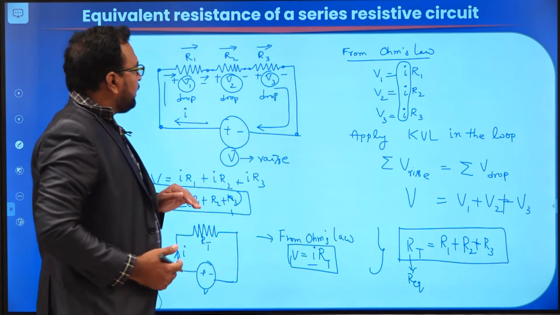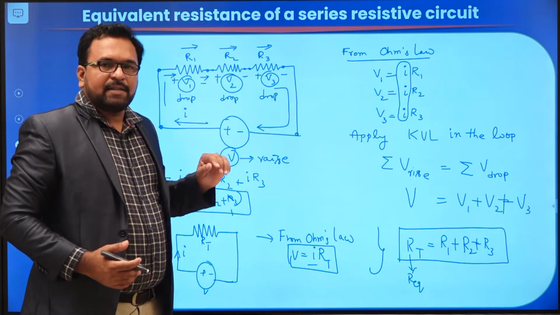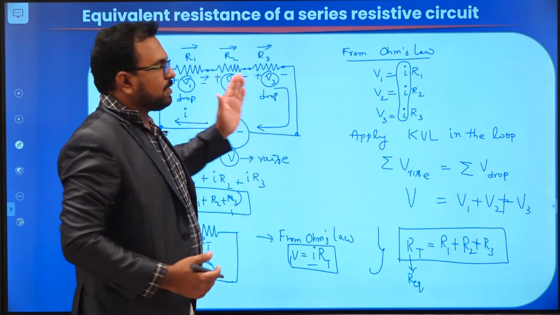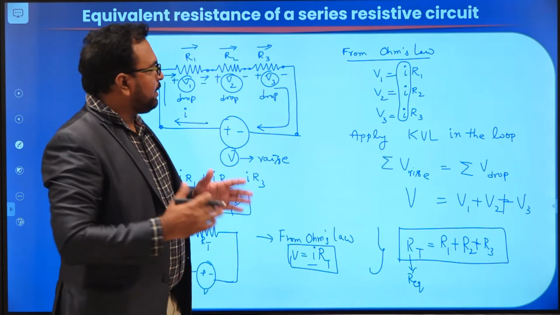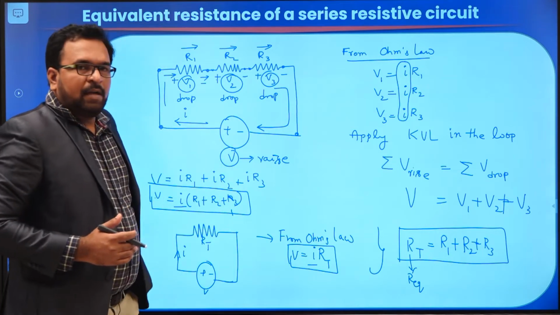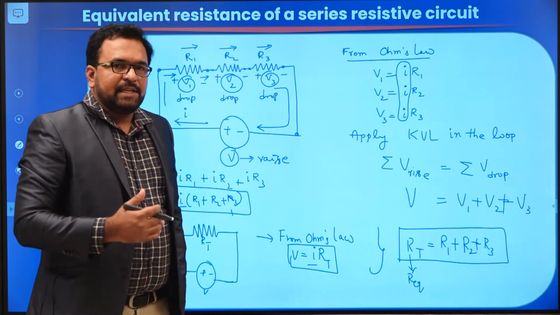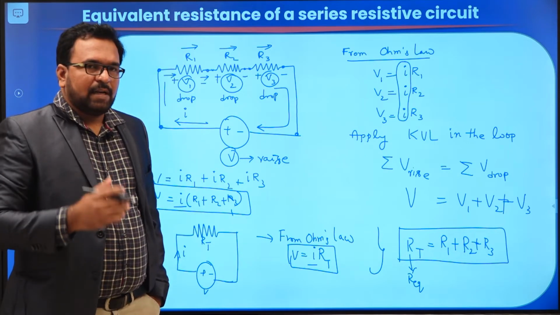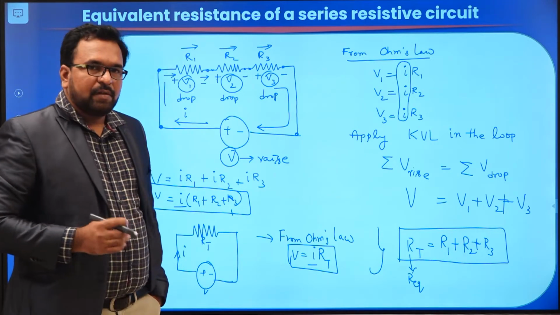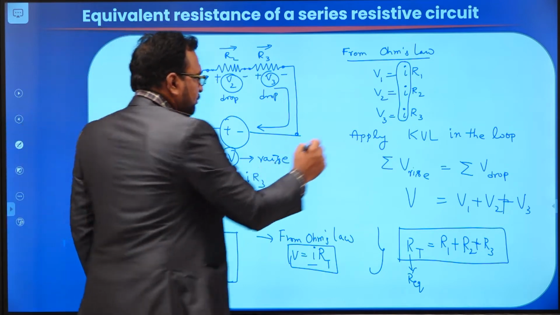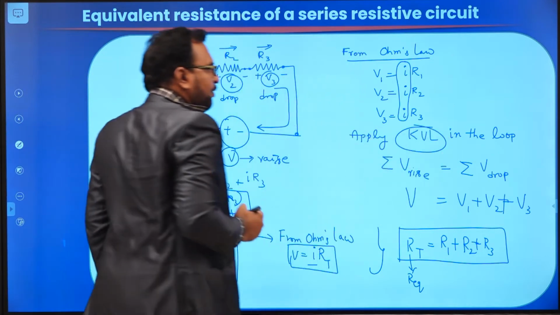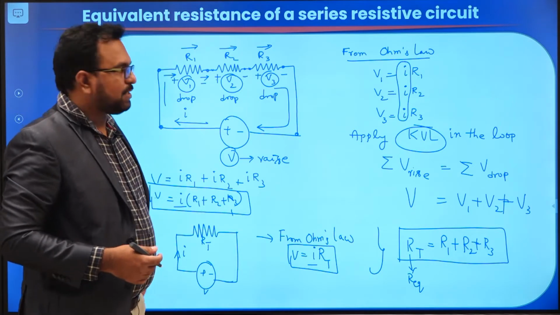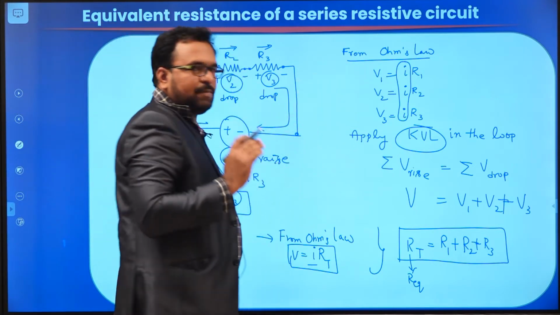So if you want to calculate equivalent resistance in series connected resistors, what do you have to do? You have to simply add all the resistance values. That is how you are going to calculate equivalent resistance in a series circuit. Okay. So what is the law that we have used in a series circuit? KVL. So in case of a series circuit, we have used KVL to calculate the equivalent resistance in addition to Ohm's law. Please keep that in mind.